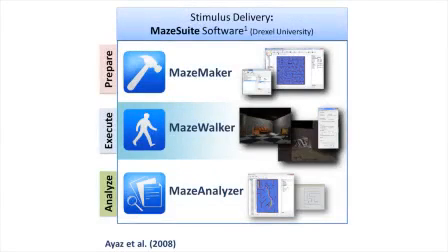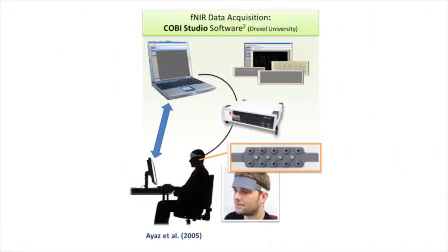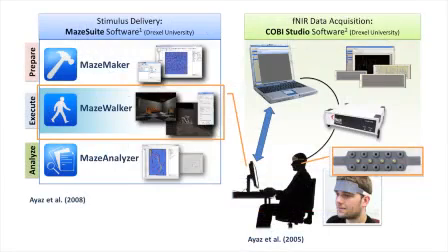Our goal in this presentation is twofold. First, to illustrate the experimental protocol design process and the use of Maze Suite, and second, to demonstrate the setup and deployment of the fNIR brain activity monitoring system. Maze Suite can be used to design and edit adapted 3D environments, as well as track a participant's behavioral performance.